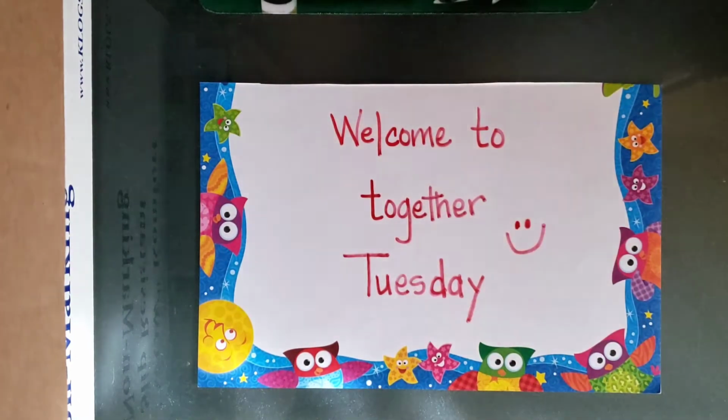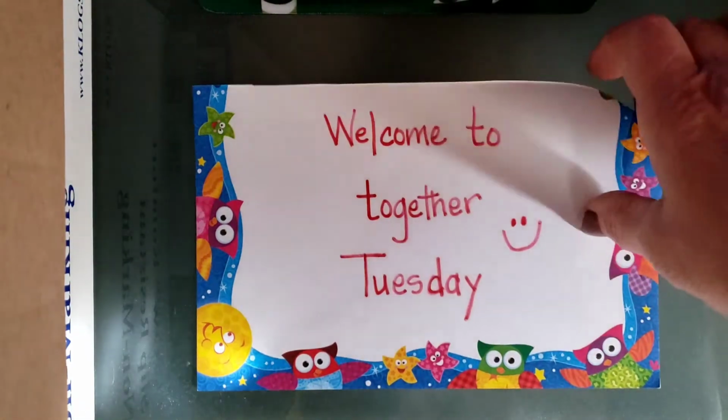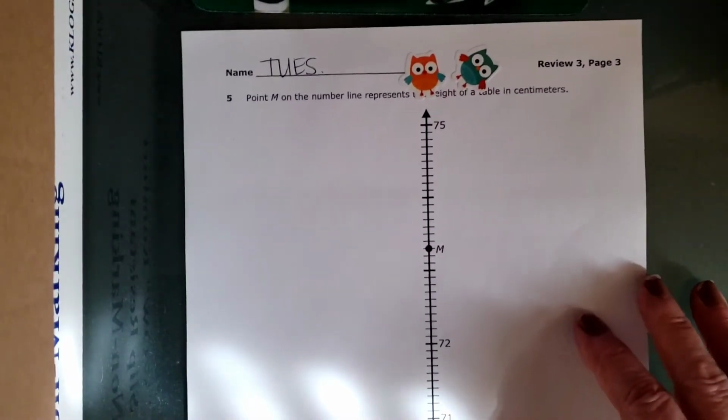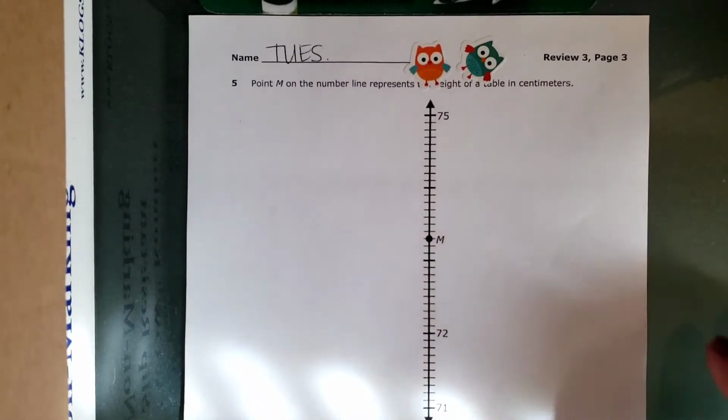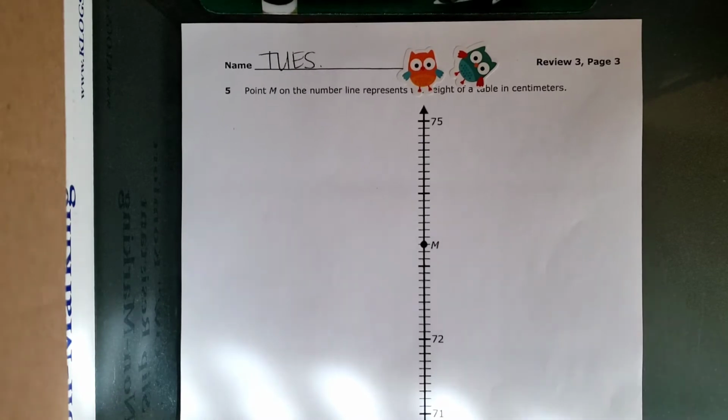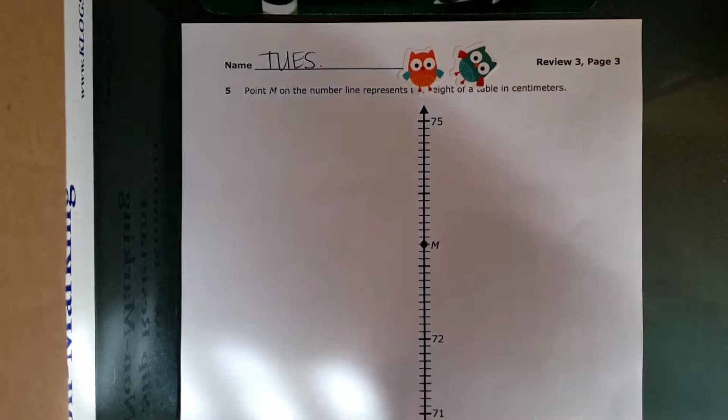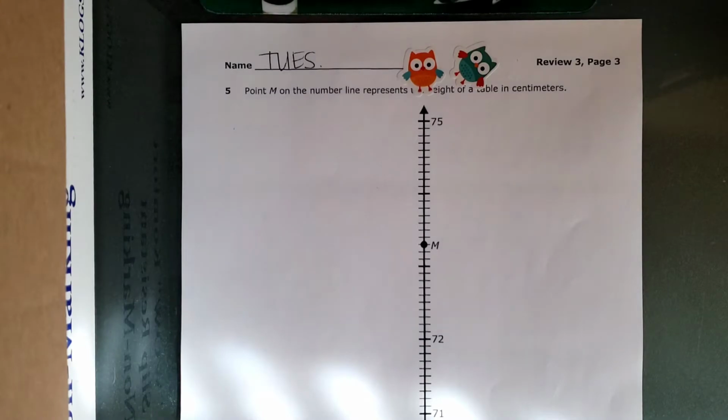We are going to start with Tuesday's assignments. And the first page is a number line. So we're working on number 5. And some owls came, of course, to visit you again. It says point M on the number line represents the height of a table in centimeters. What measurement does M represent on the number line?